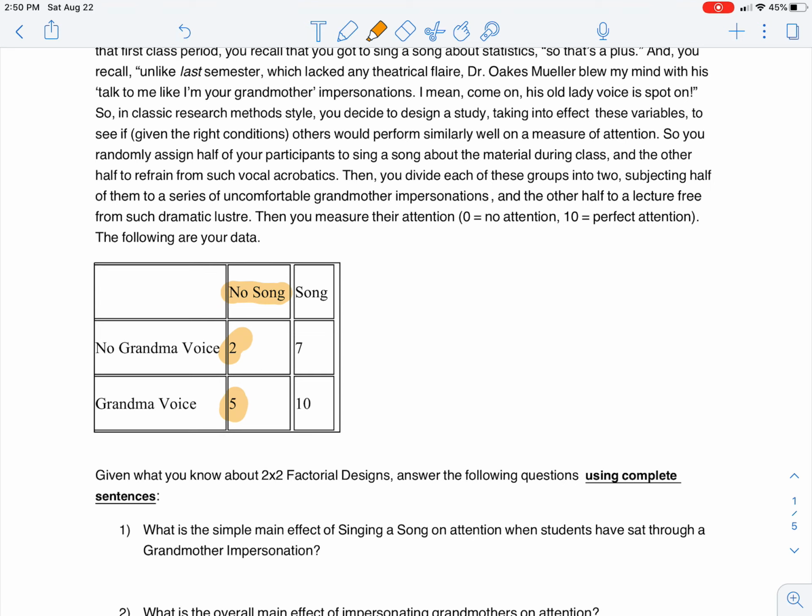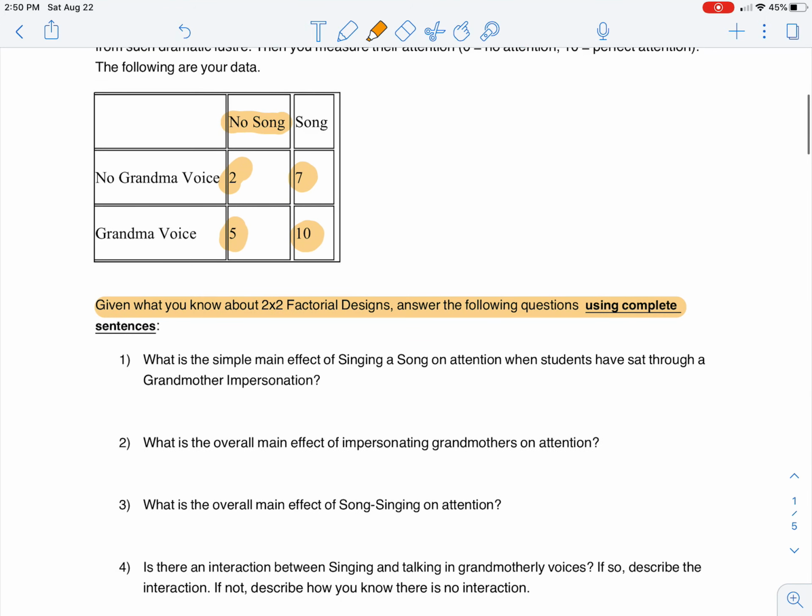Those people, maybe from previous years, who had to sing a song but had no grandmother voice, had an attention score of 7, and who both sang a song and were subjected to my grandmother's voice, had an attention level of 10. So what you're going to do is, given what you know about 2x2 factorial designs, I want you to answer the following questions using complete sentences. So what you're going to try to do is to take these numbers and tell me a story about them.